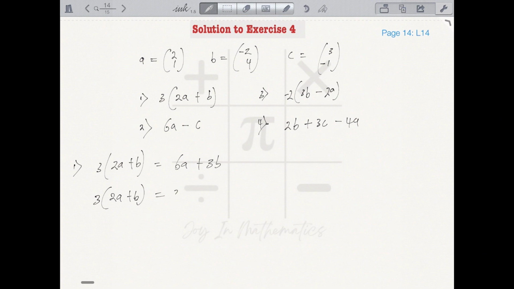So let's substitute our values. 2 multiplied by a, our a here is (2, 1), and our b is (-2, 4). All right, so let's simplify now. This is scalar multiplication, and when we resolve that, we'll have 2 times 2, which is 4, and 2 by 1, which is 2, and we'll have (-2, 4).